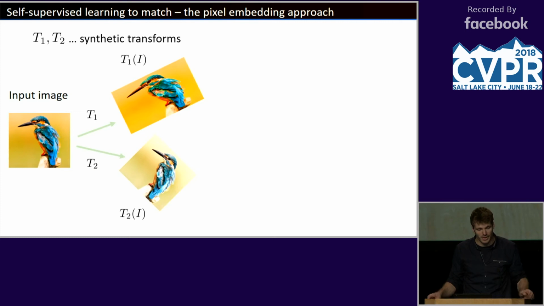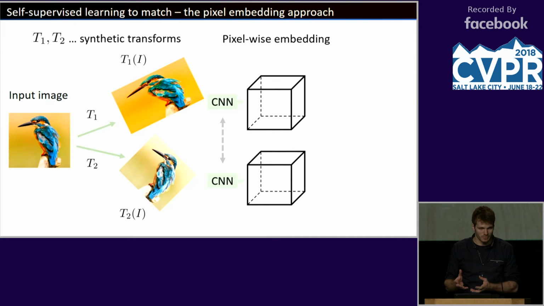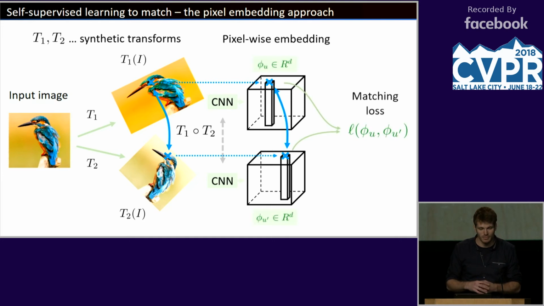So basically, the idea here is that we would take an input image, we would transform it twice using a pair of synthetic transformations. This would produce a pair of transformed images. And then we would simply pass those images through a deep network, and this would produce pixel-wise embeddings. Now what we can do is then set up a simple matching loss using the pairwise ground truth. And this matching loss will be simply optimizing the embeddings such that they adhere to the pairwise ground truth.